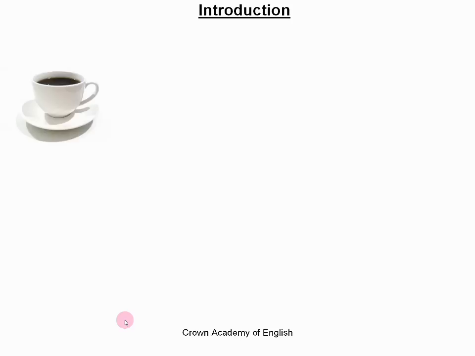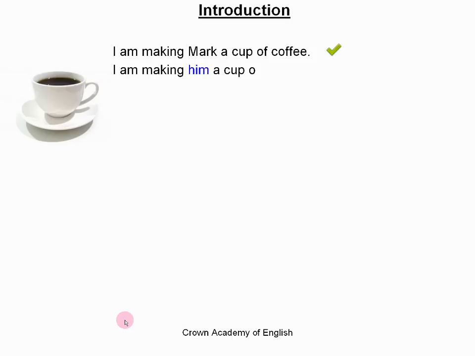Introduction. I am making Mark a cup of coffee. I am making him a cup of coffee. So you can see here the word him is a personal pronoun and this is replacing the word Mark. Okay, so this sentence is correct.